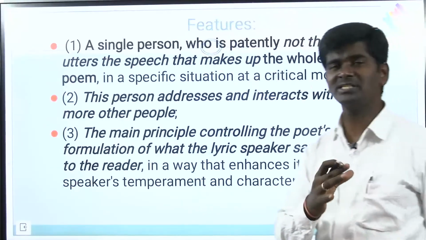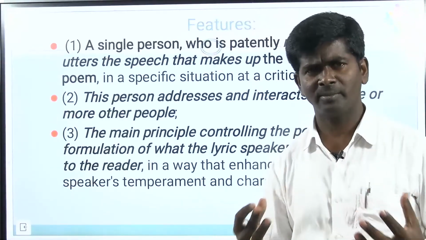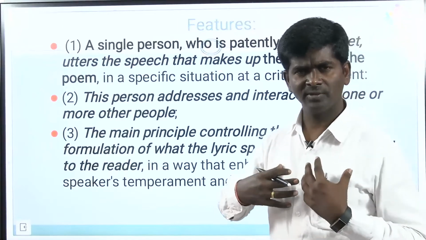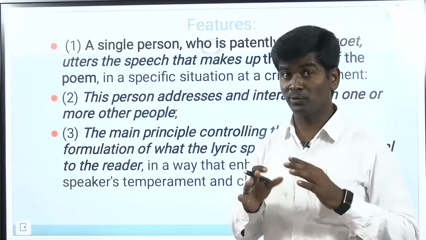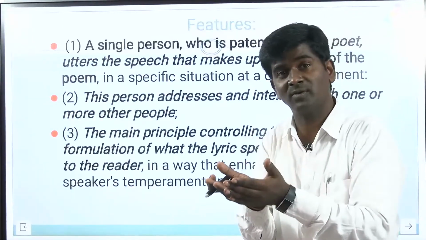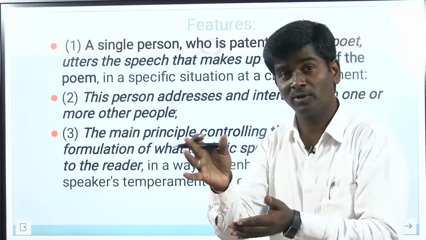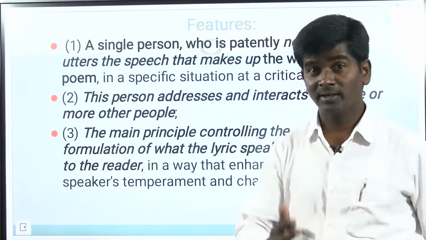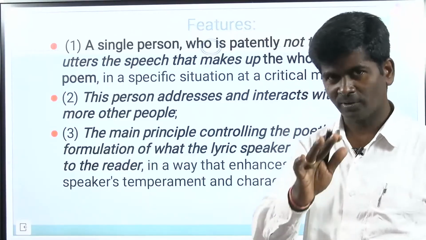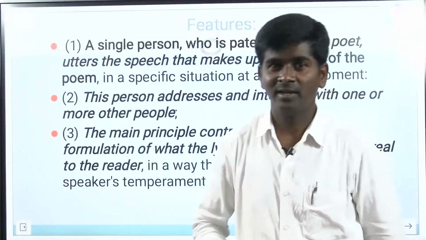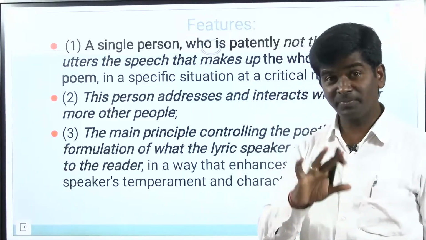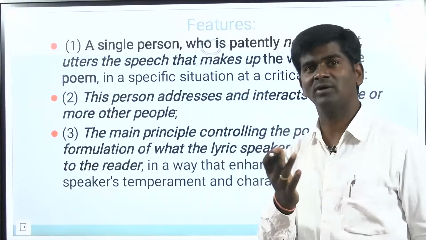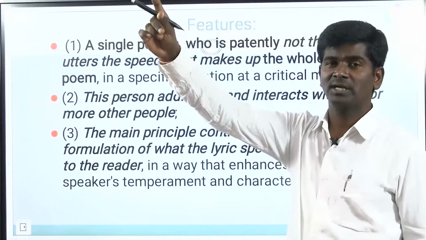Next, what are the features? What is dramatic monologue? Dramatic monologue refers to a poem in which the lyric speaker, who is not the poet, speaks and interacts with one or more other people. The other people do not give any reply. For example, John Donne wrote a poem, The Sun Rising. In that, the speaker is not John Donne; one lover talks to the sun.